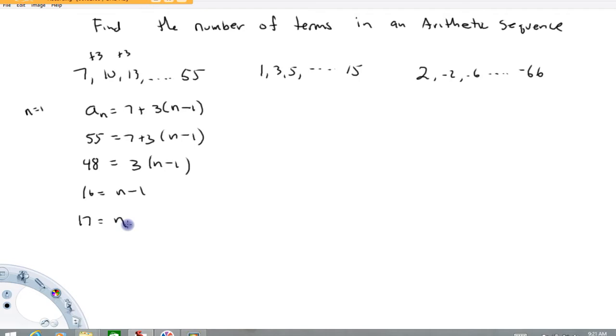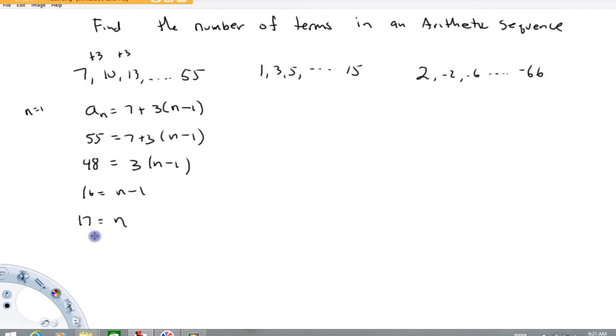Now, the nice thing about starting at n equals 1, right, this is the first one, second one, third one, all the way to the 17th one. So there are 17 terms in this sequence. Had we started at n equals 0, what would have happened is we would have got a 16 out of this, but we would have had to add 1 for the n equals 0 term. Still would have ended up concluding 17 terms.